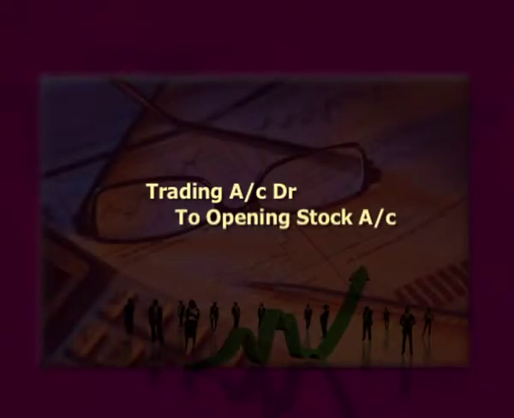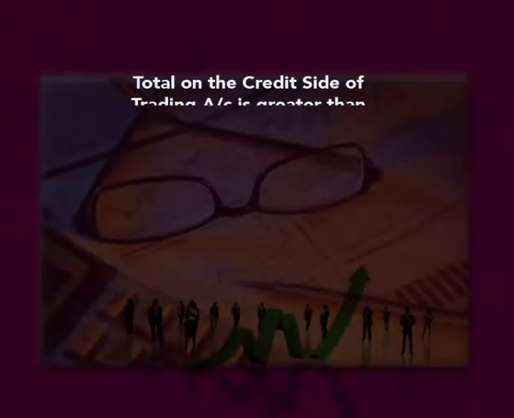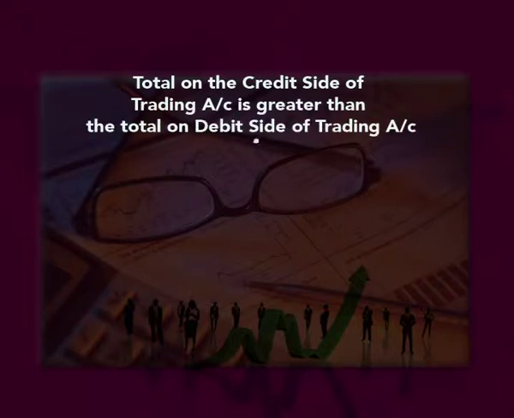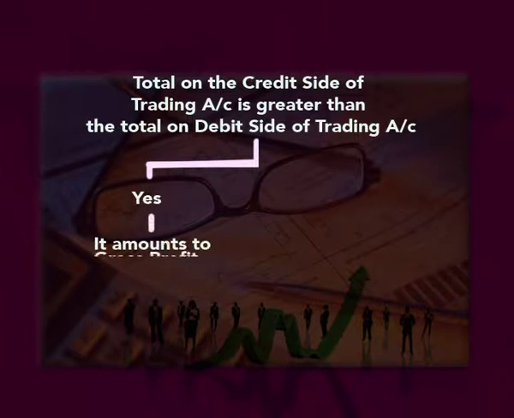So, trading account is debited to the opening stock account. Net balance means gross profit or gross loss. After passing all the entries listed above, the balance of trading account is worked out. If the total of the credit side is more, it shows that the income is more and therefore there is profit. The positive difference is thus called gross profit.